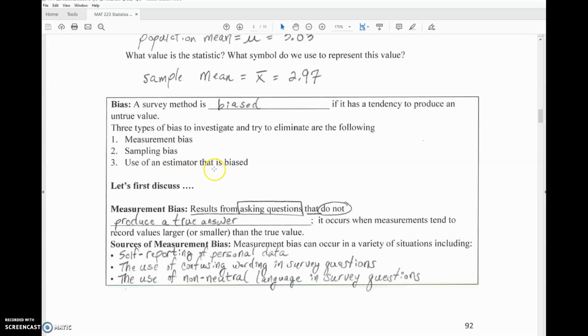Now, the use of an estimator that is biased is kind of beyond the scope of this course. I simply need you to push the I believe button at this point that when we use an estimator, now remember the word estimator is just another word for statistic. So when we find P hat, a sample proportion, or we find X bar, a sample mean, there's a lot of mathematics behind this, but they are proven to be unbiased estimators. They have no bias in them. So we do not need to look at whether the estimator is biased. But we do need to have a better understanding of measurement bias and sampling bias.